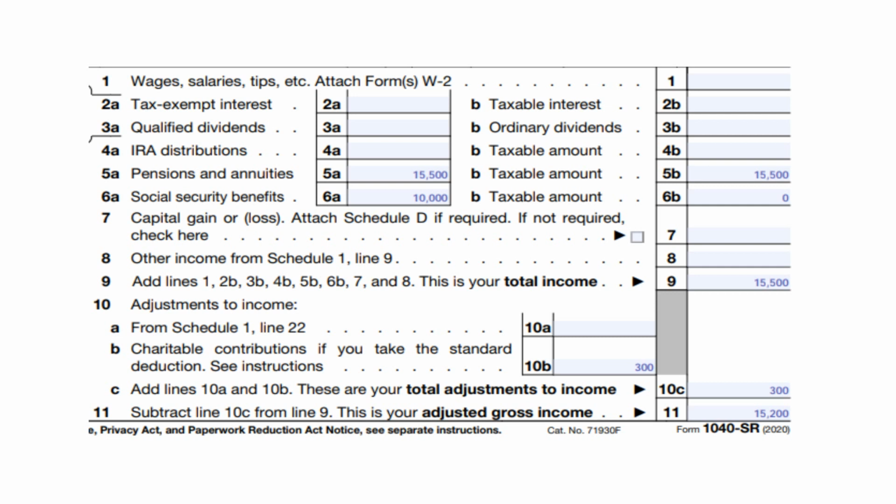New this year, the IRS is allowing charitable contributions in addition to the standard deduction. The max is $300. In this example, you gave $300 or more to a charity. So put $300 on line 10B and carry it to line 10C. Note that it cannot be non-cash contributions for the amount that you enter on line 10B. Subtract $300 from line 9 to arrive at adjusted gross income of $15,200 on line 11.